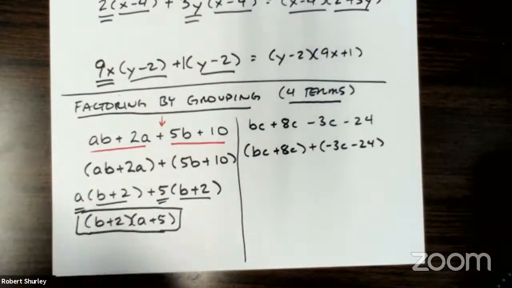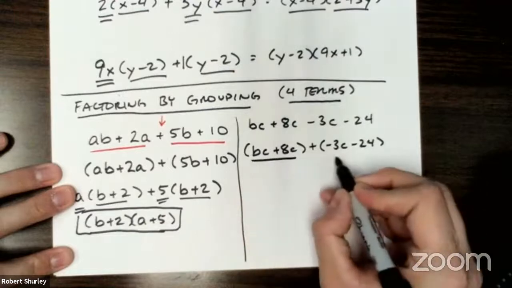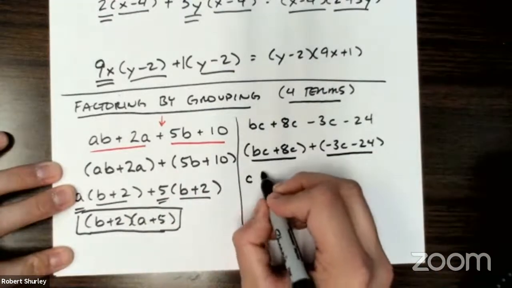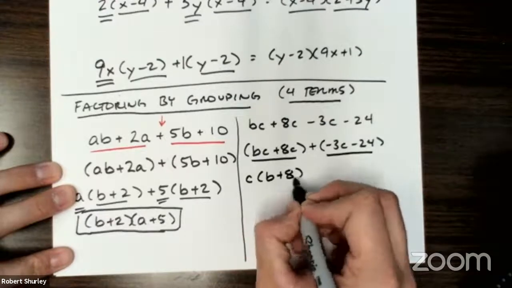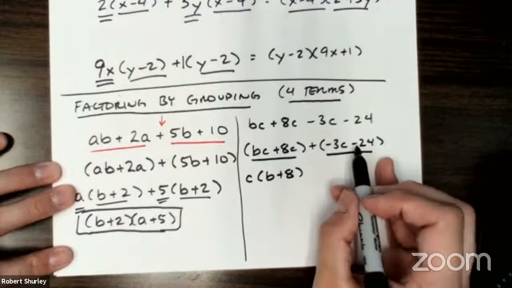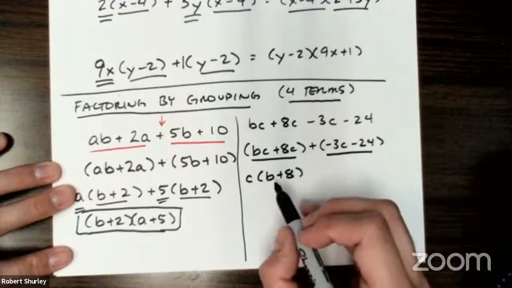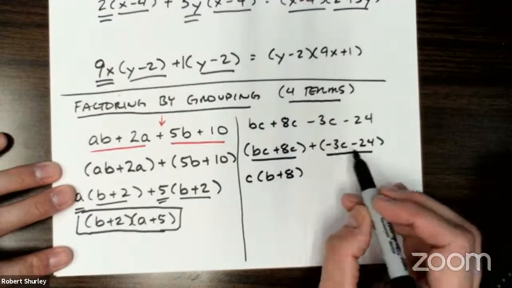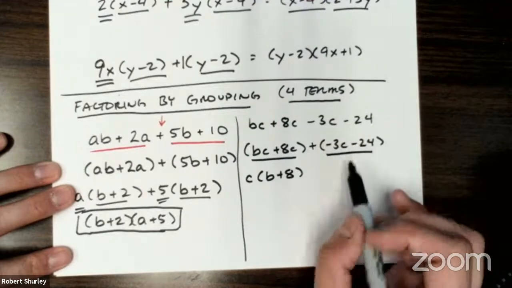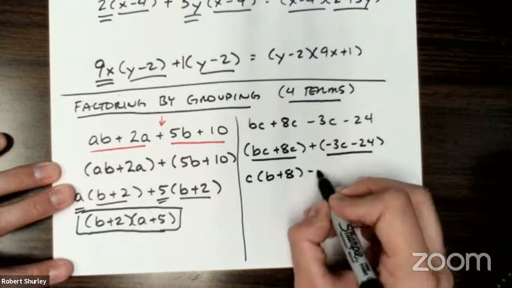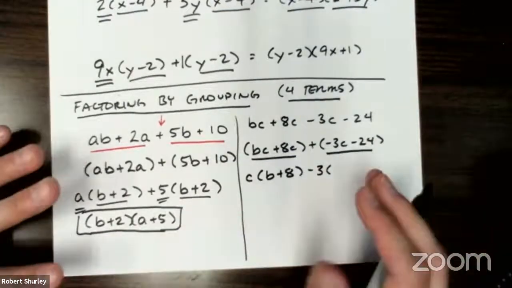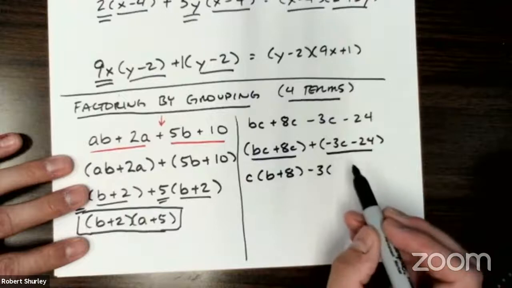Okay, so now let's factor each set of parentheses. So I'm going to factor a C out of here. I get B plus 8, okay? And then, now remember, guys, the goal is going to be to make a B plus 8. And look, 3 and 24 are both divisible by 3, but the signs are going to be wrong. So I need to factor a negative 3 out. And if you don't see that right away, that's fine. But you'll see that both the signs will be backwards.